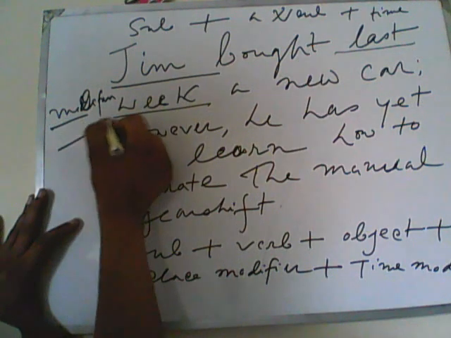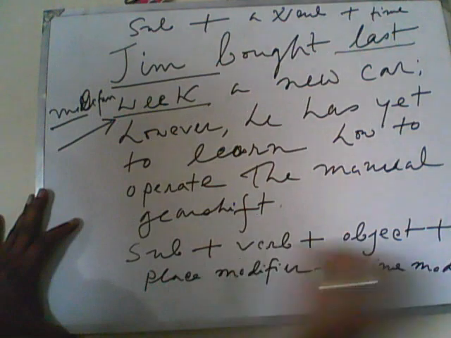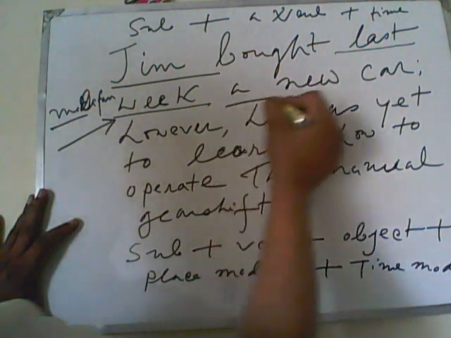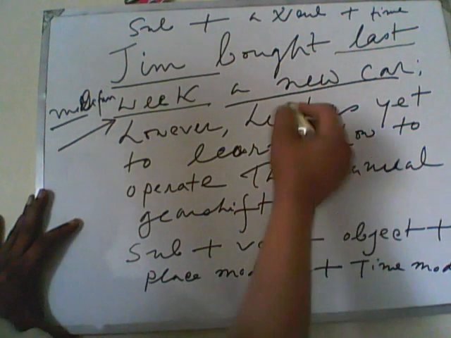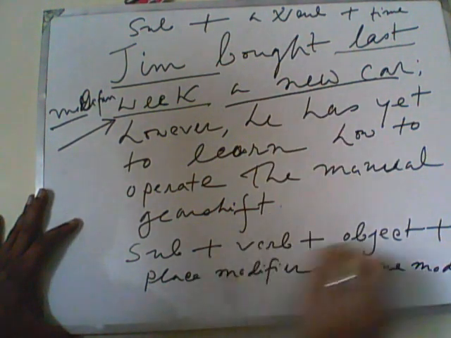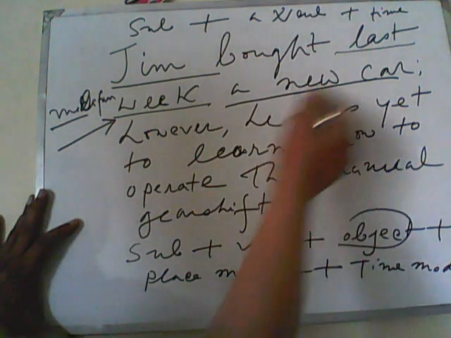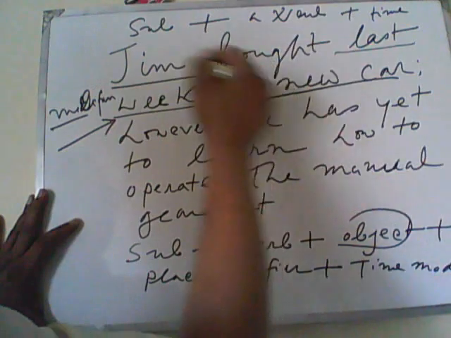So you can easily see there is some mismatch. Subject, verb, object plus modifier plus time modifier. But here, a new car. Bought last week a new car. That is the object. Okay, so you need it last week. You bought last week a new car. However, he has yet to. So you need to just change the new car to the past.